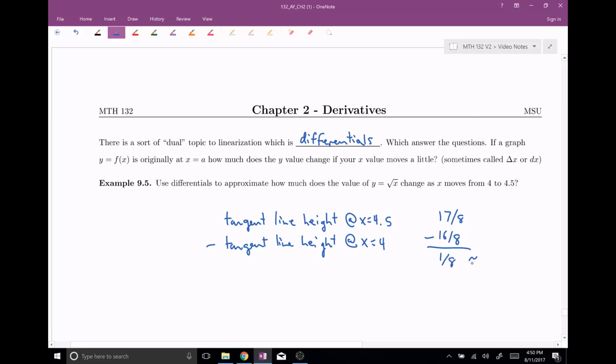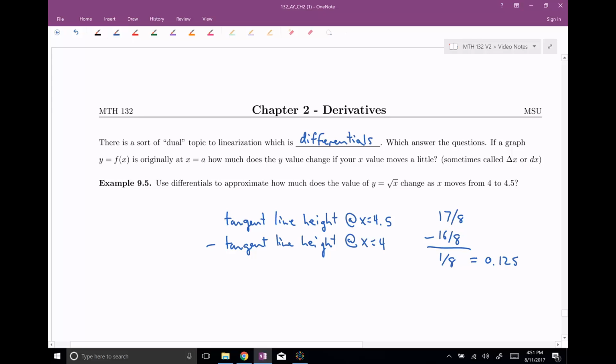Or again, if you'd like, this is equal to 0.125. So the claim is the change in the function's height is approximately equal to 1/8, or 0.125.